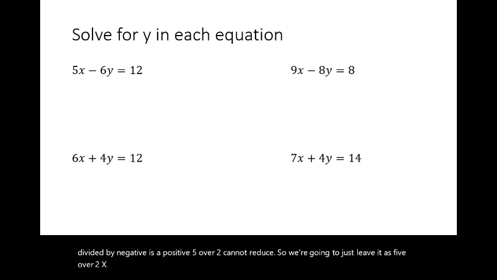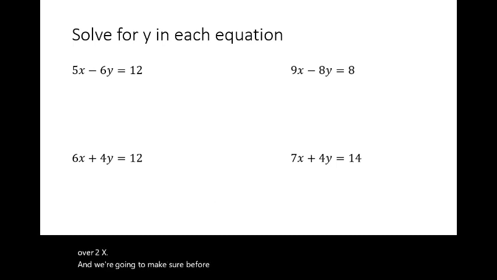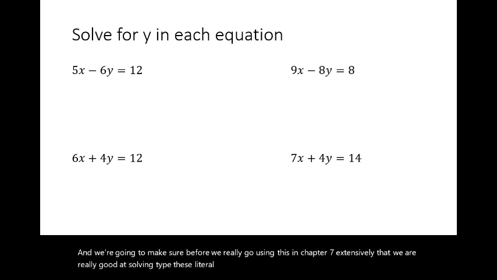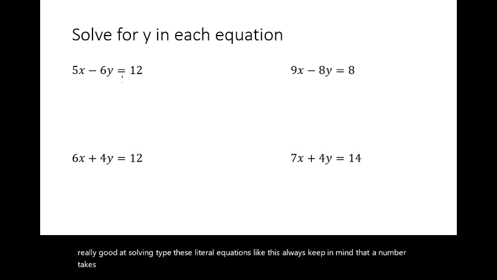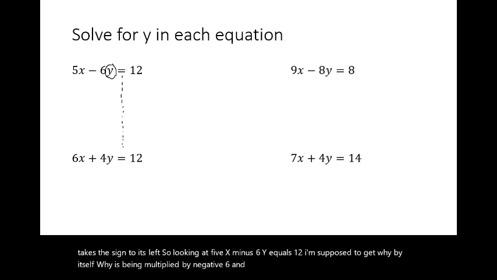And we're going to make sure, before we really go using this in Chapter 7 extensively, that we are really good at solving these literal equations like this. Always keep in mind that a number takes the sign to its left. So looking at 5x minus 6y equals 12, I'm supposed to get y by itself. Y is being multiplied by negative 6, and then this 5x is technically positive.